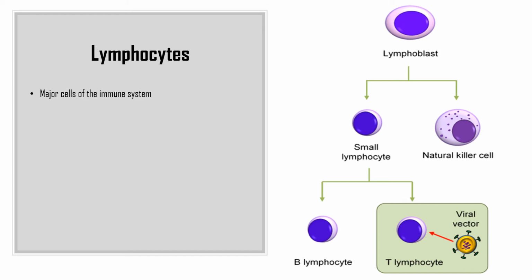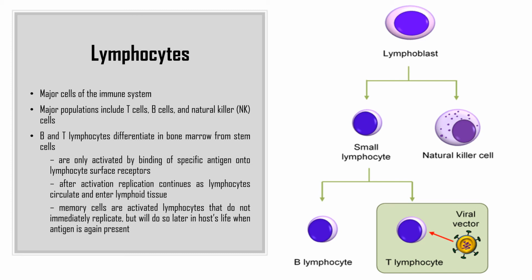Lymphocytes are the major cells of the immune system. Major populations include T cells, B cells, and natural killer cells. B and T lymphocytes differentiate in bone marrow from stem cells. They are only activated by binding of a specific antigen onto the lymphocyte surface receptor. After activation, replication continues as the lymphocyte circulates and enters lymphoid tissue.